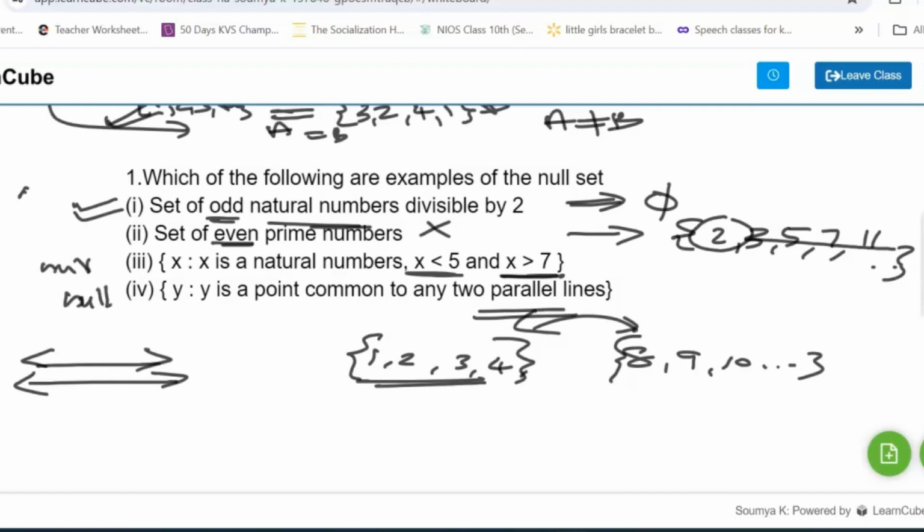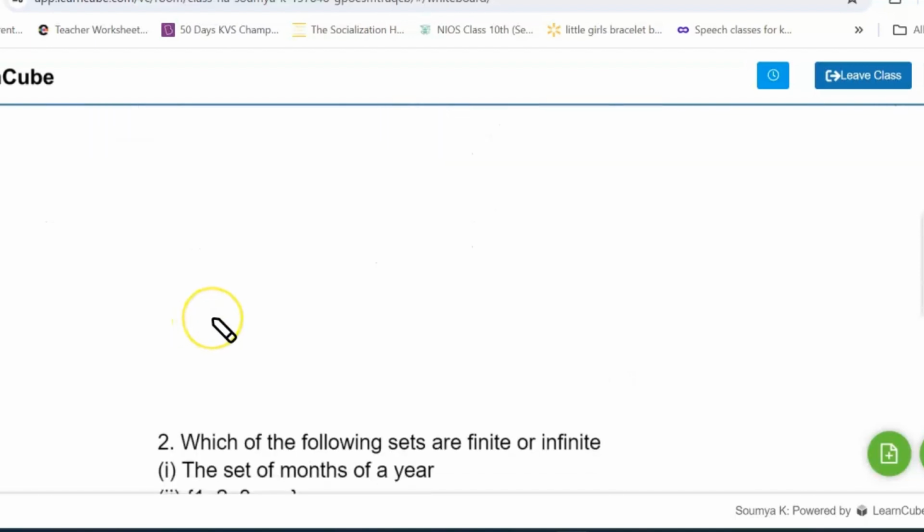So the first, third and fourth are null sets. The second one is not null. Or we can say it is an empty set. Hope you understood this question. Let's move on to the second question.